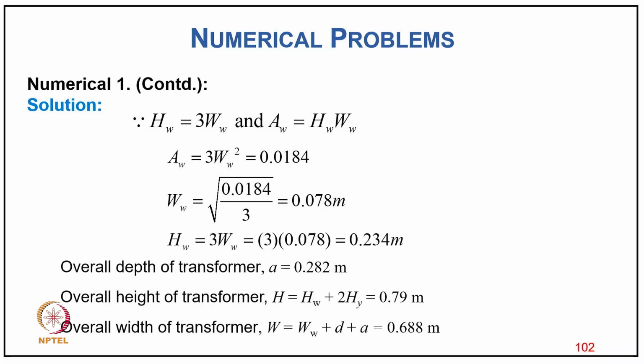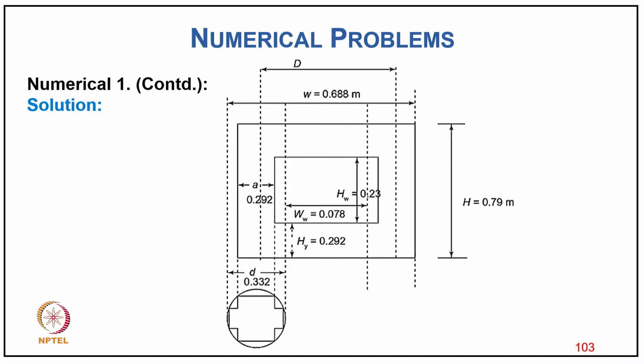And now if you can say Hw equal to 3 Ww, so Aw is 3 Ww square, and that is 0.0184. So Ww under root, you can put the value and get 0.078, and Hw equal to 3 Ww, that comes 0.234 meter. And overall depth of the transformer A equal to 0.282 meter, and overall height H equal to W plus 2 Hy, 0.79 meter, and overall width of the transformer W equal to W plus D plus A, that becomes 0.688 meter. Now you can see all the dimensions here of the cruciform core, which we calculated.